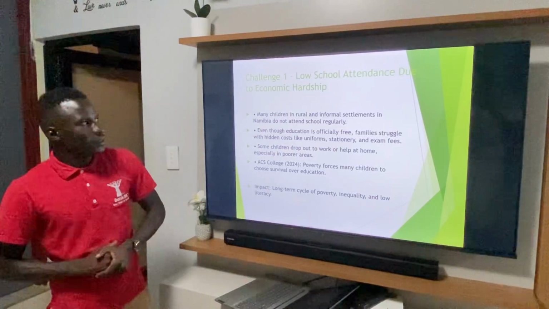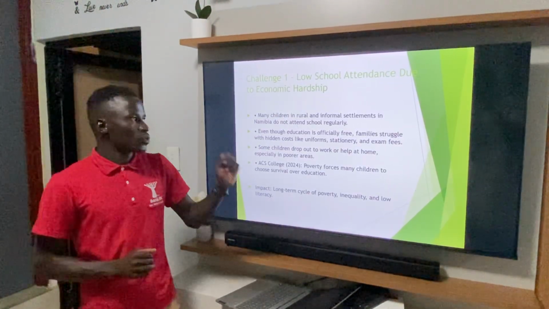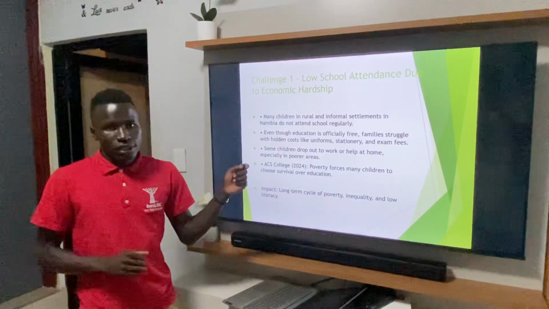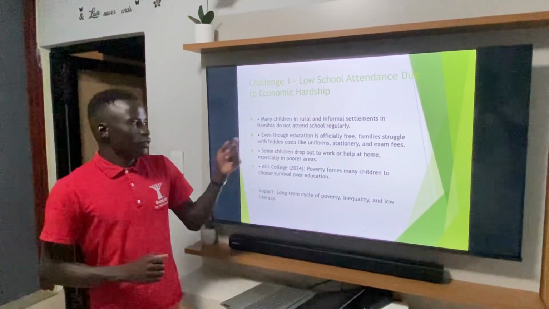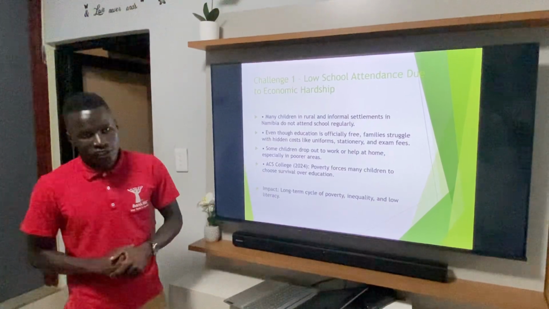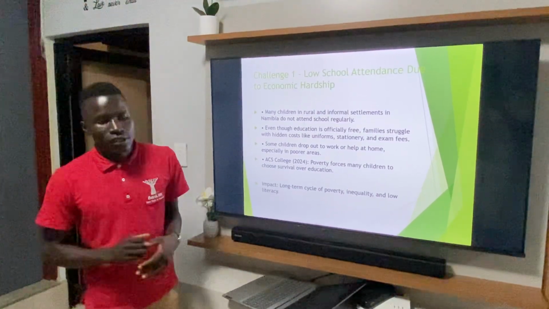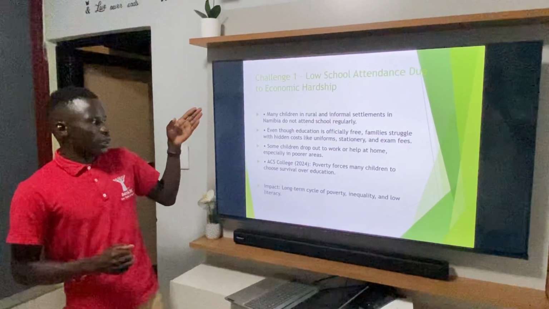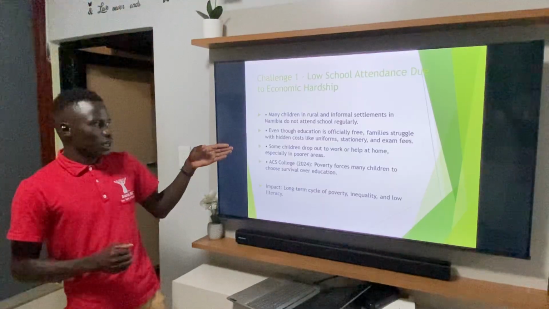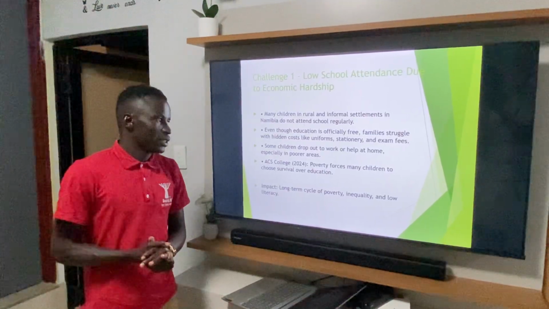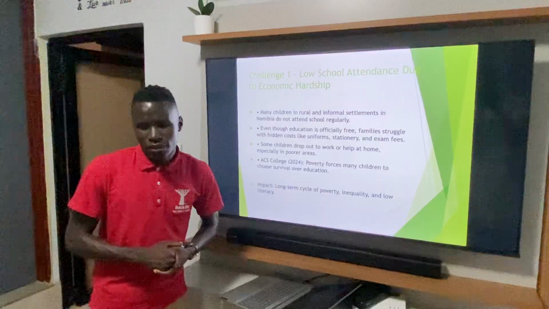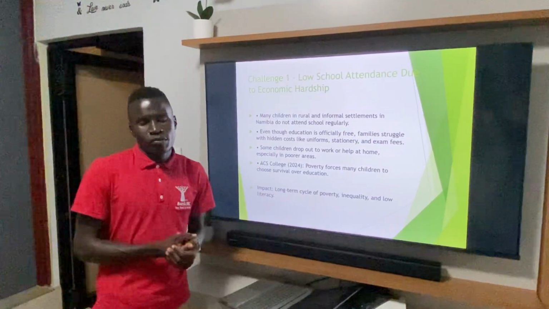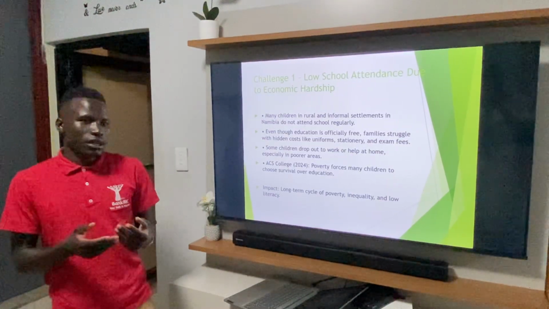So challenge number one is low school attendance due to economic hardship. Many children in rural or informal settlements in Namibia do not attend school regularly. This is because some parents are struggling to provide their children with materials and stationery like uniforms and other necessities of education, maybe to pay development funds and whatnot.